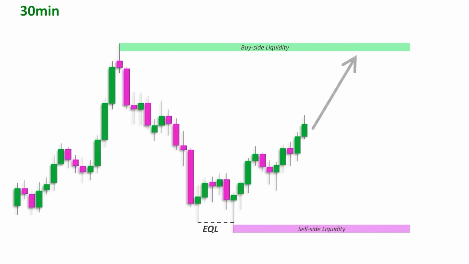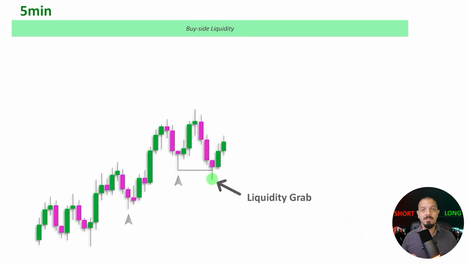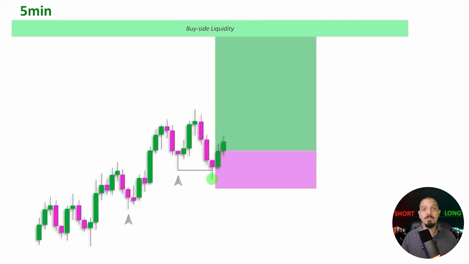If a clear draw on liquidity isn't visible on the 30-minute chart, zoom into the 15-minute chart for more detail. Next, we look for a liquidity grab in the opposite direction of our draw on liquidity, this time on the 5-minute chart. So let's switch to the lower time frame. Keep in mind that in this case, the buy-side liquidity sits above us. At this point, we're looking for a swing low to be taken out, a sign that price may continue moving upward. You can enter the trade as soon as price returns inside that range.